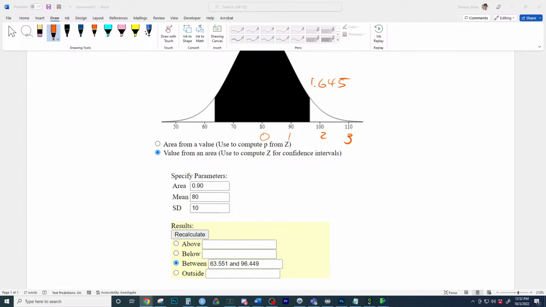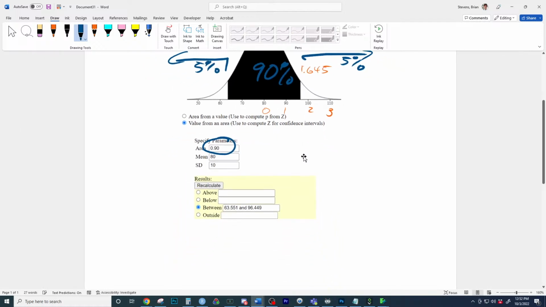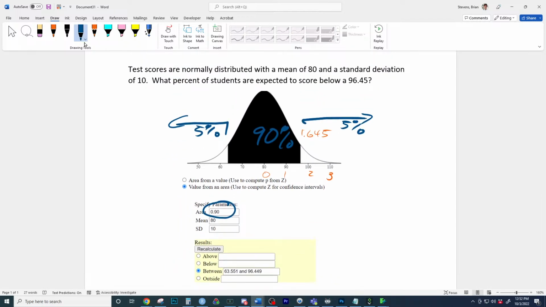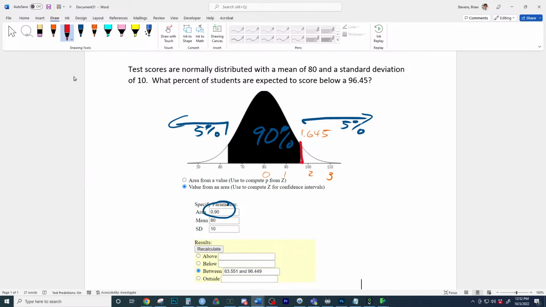So if you get a graphic like this, the first thing you want to do is start labeling it. Since we know 90% is in the center right here, we would label this 90% immediately. That means right here, this is going to be 5% above and 5% below. So now when we figure out what the area is below it, we'd want to go right here.